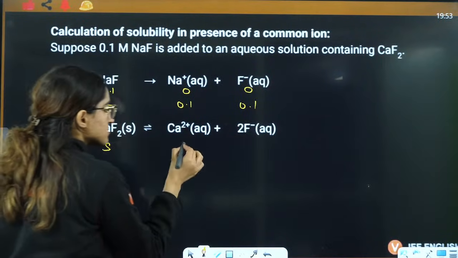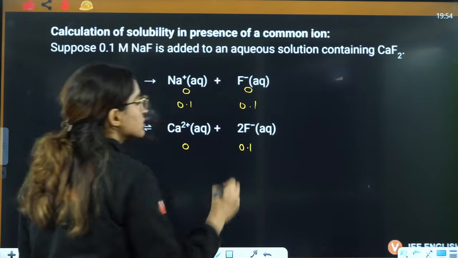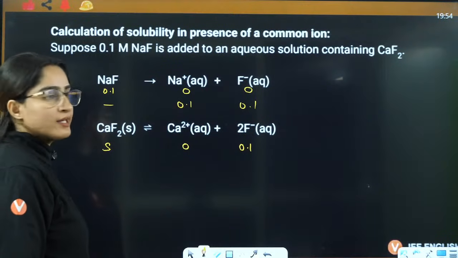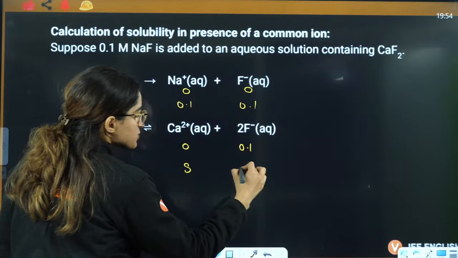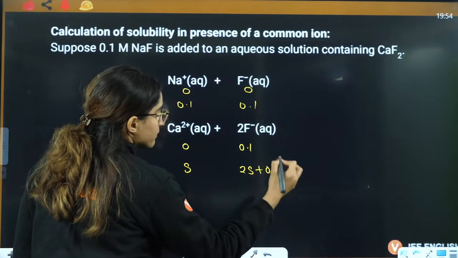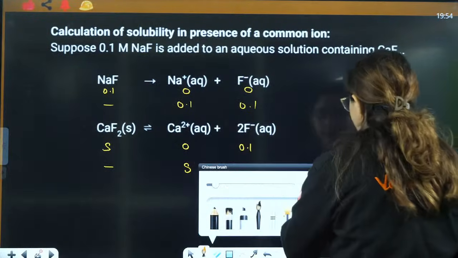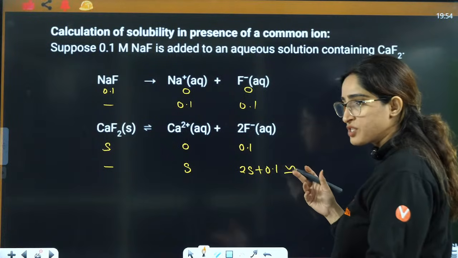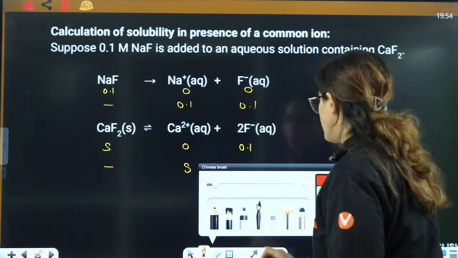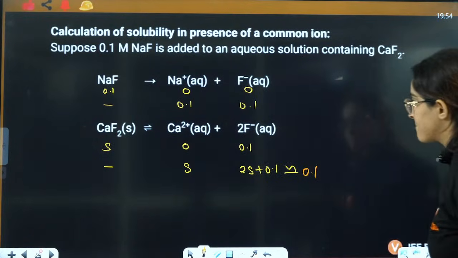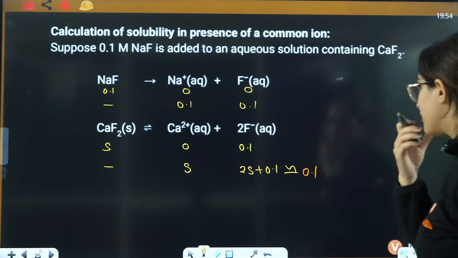Initially this is S, this is 0, this is already 0.1 in the solution because of the common ion here. So this is becoming 0, this is becoming S, this is becoming 2S plus 0.1. The solubility is so small that it is approximately equal to, like degree of dissociation, you can ignore solubility. Here it is approximately equal to 0.1 only, right? So that is the reason your answer will differ here.